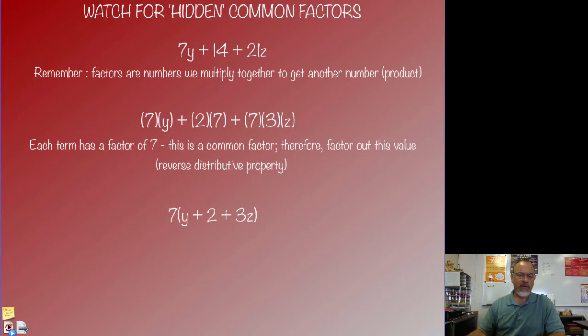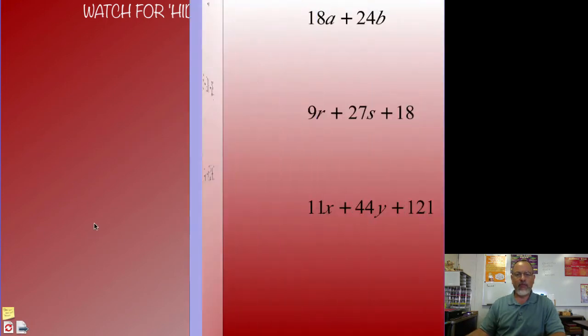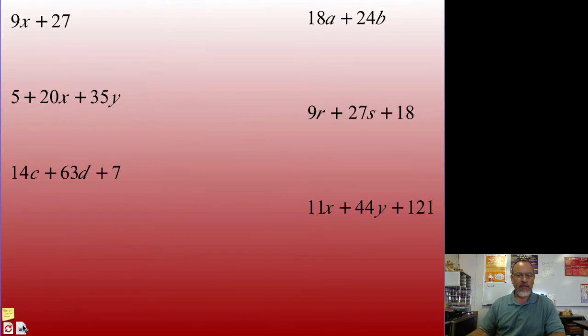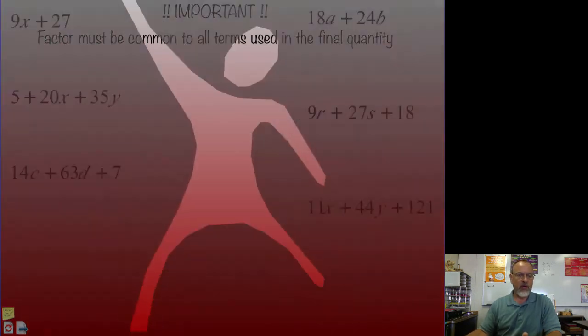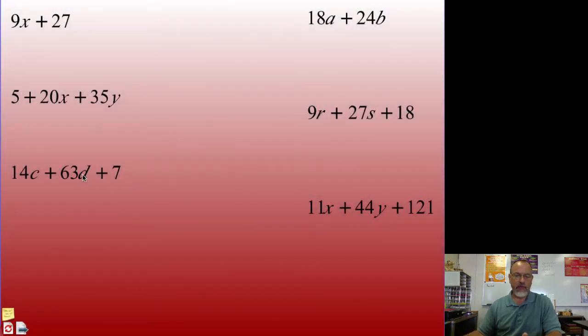All right, one more type of problem that we want to look at. It's where maybe there's a number that divides into some of the terms, but not all of them. Now, when you're looking at using the distributive property in reverse, the numbers or the terms that are left inside the parentheses have to have had a common number to all of them. Let me go back here quickly.